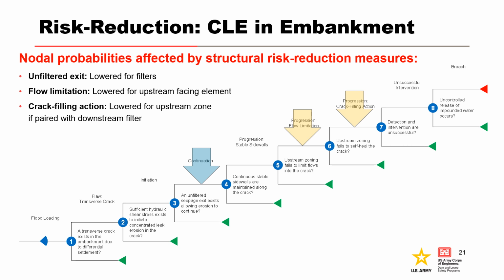Modifications to the upstream cross-section can also be performed. To achieve flow limitation, an upstream facing element could be constructed. To provide crack filling action, an upstream cohesionless zone could be provided, but it must work in conjunction with a downstream zone that is filter compatible.